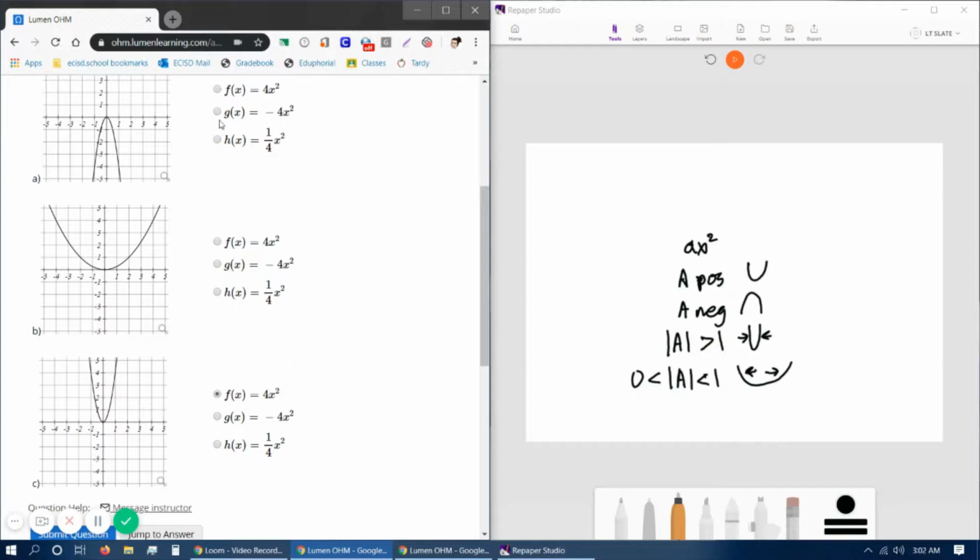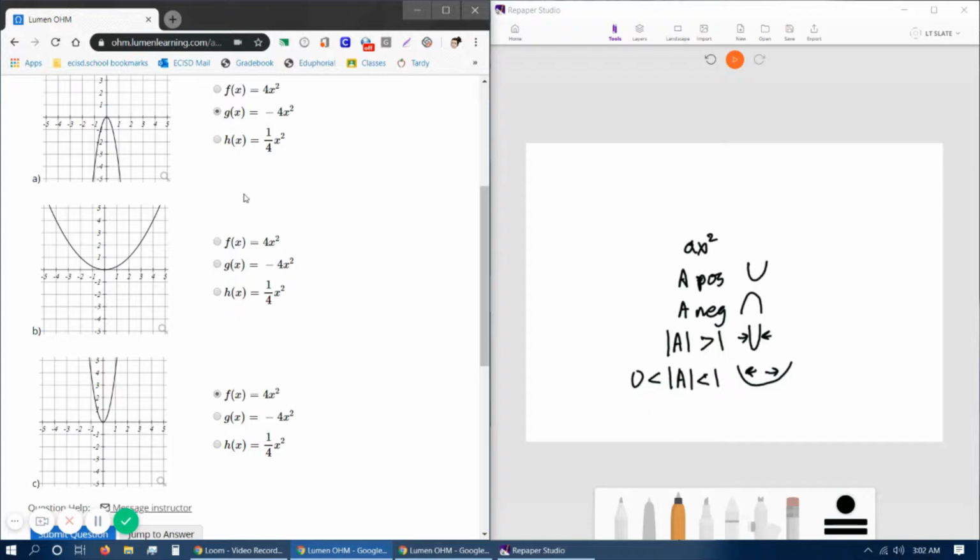My next function is g of x equals negative 4x squared. The number in front of x squared is negative 4, so that's my a value. Negative 4 is negative, so the parabola must open downwards. That eliminates the second and third graphs because they open upwards. The absolute value of negative 4 is 4, and 4 is greater than 1, so the parabola must be steep and narrow. That means the first graph goes with g of x equals negative 4x squared.